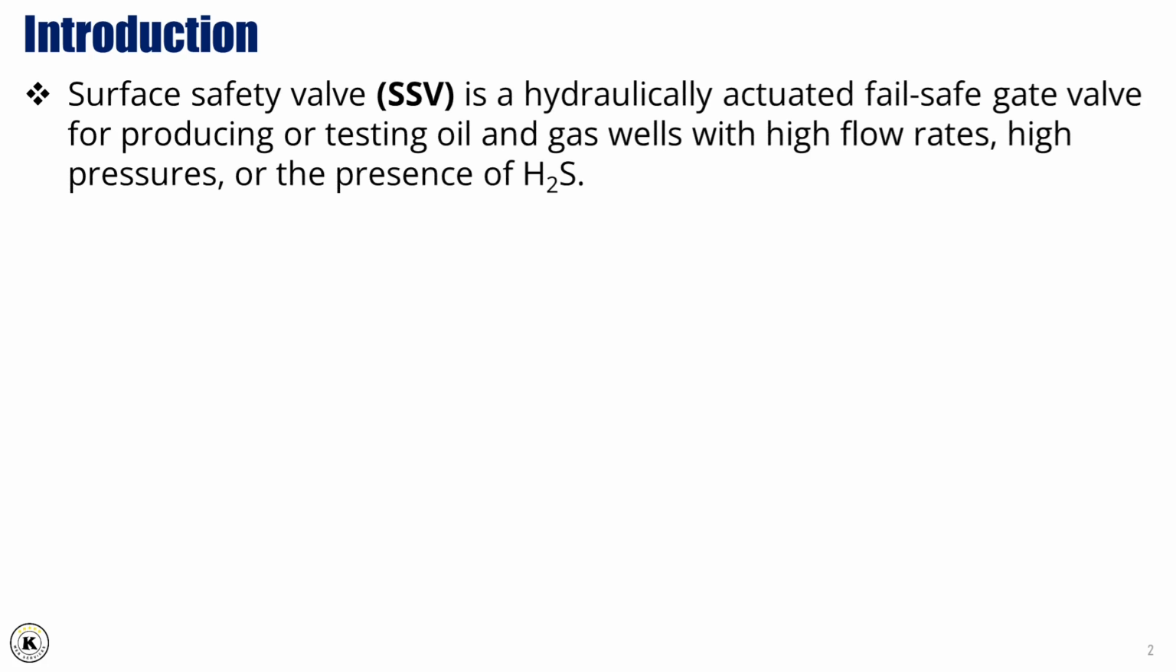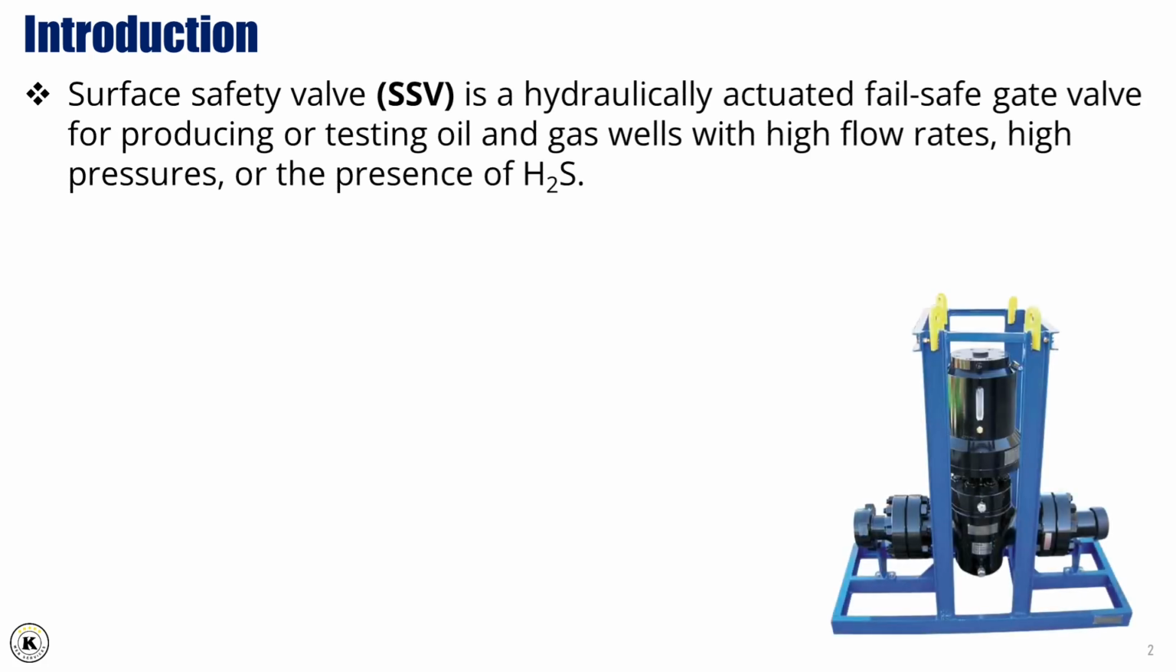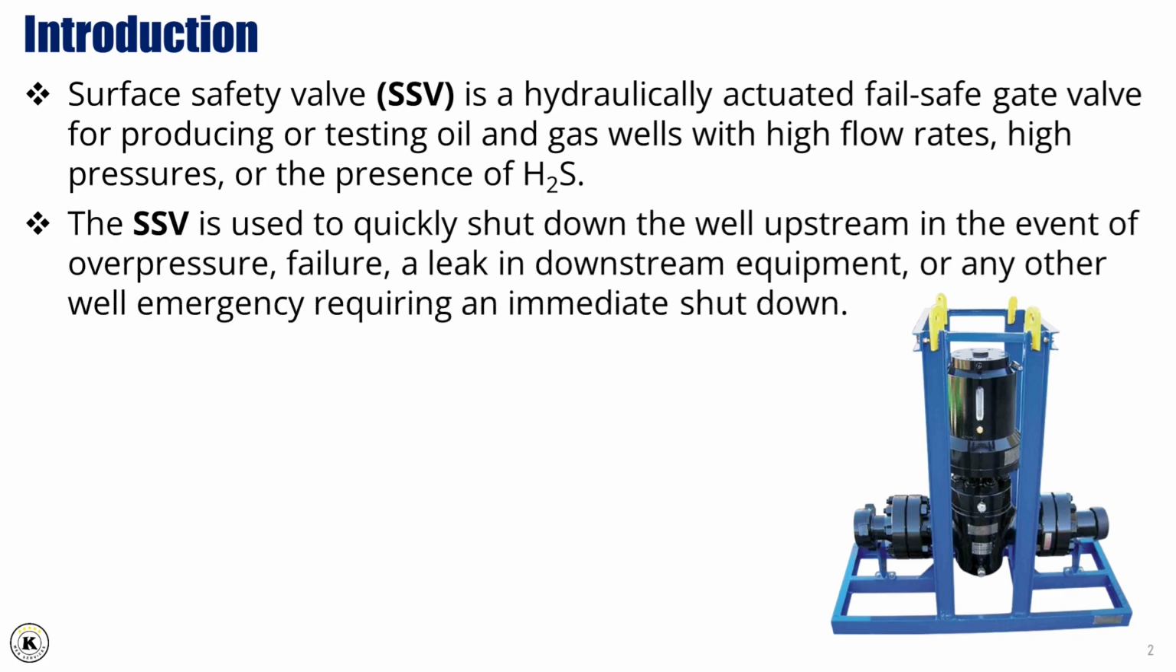Surface Safety Valve SSV is a hydraulically actuated fail-safe gate valve for producing or testing oil and gas wells with high flow rates, high pressures, or the presence of H2S. The SSV is used to quickly shut down the well upstream in the event of overpressure, failure, a leak in downstream equipment, or any other well emergency requiring an immediate shutdown.